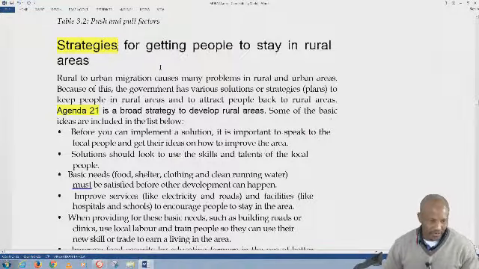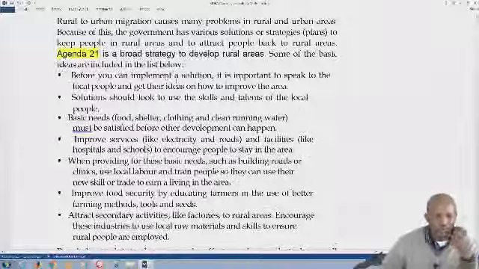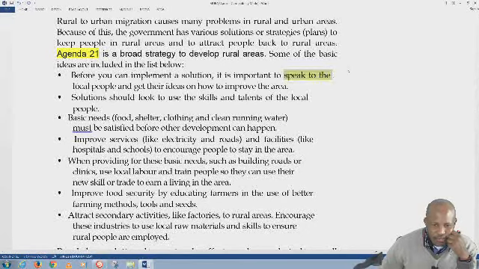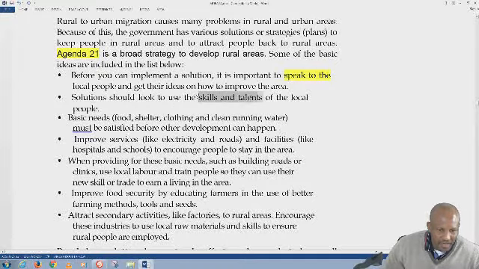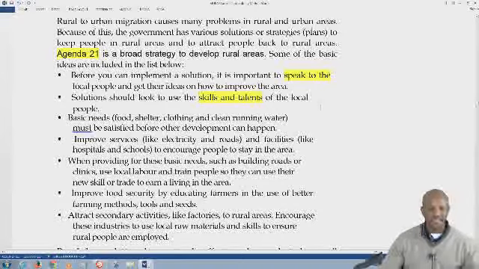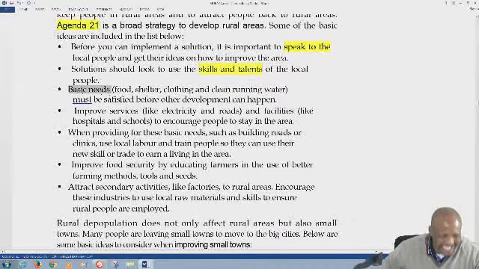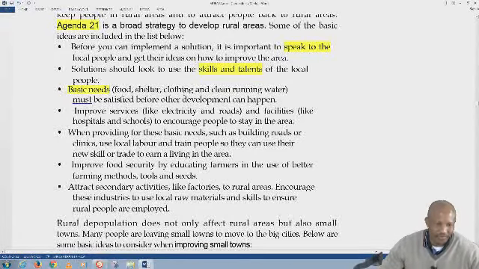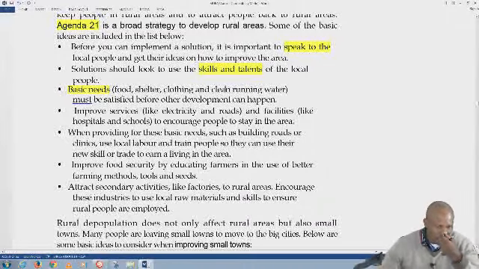Now, what is it that we can do? The first thing is that before you can implement a solution, it is important to do what? Consult with the people. Ask them what is it that they need. Solutions should look at skills development and the development of the very same talent of the people. Now you must provide what? You must provide the basic needs. The government must start to put on availability of food, shelter in terms of housing, your clothing, your clean running water in rural areas. These must be satisfied before development can happen.